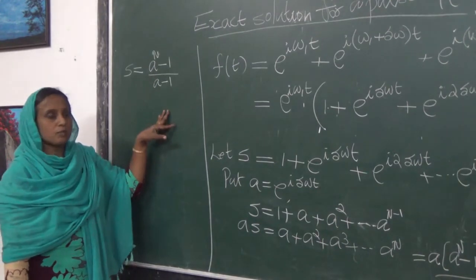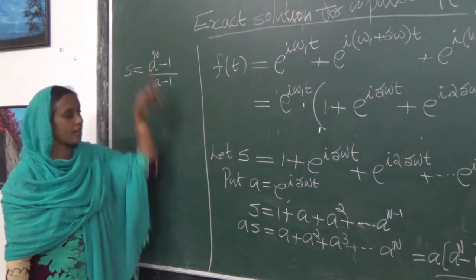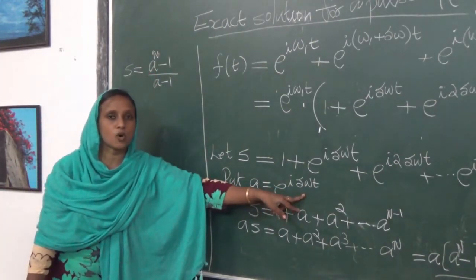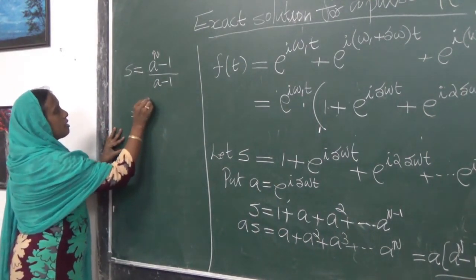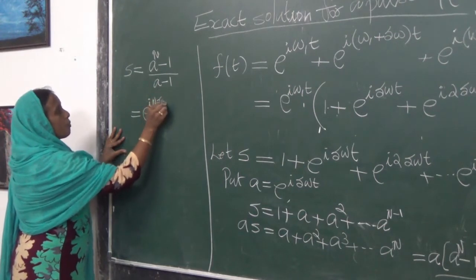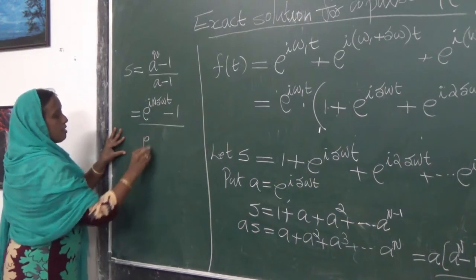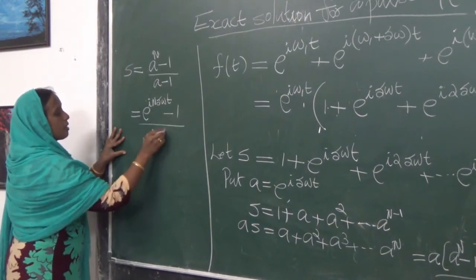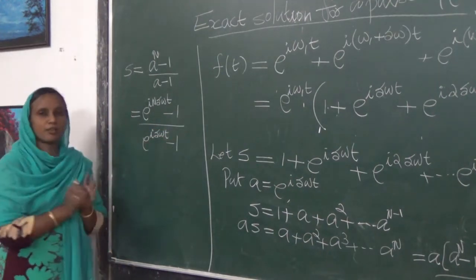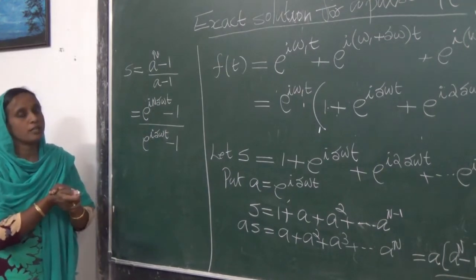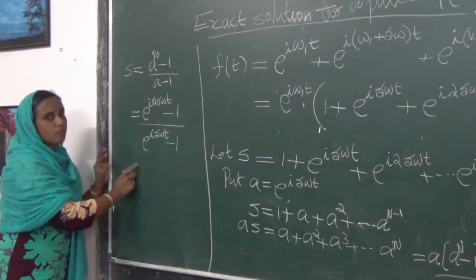For simplifying this, we have to substitute back for a, e raised to i delta omega t. So this expression goes to e raised to i n delta omega t minus 1 divided by e raised to i delta omega t minus 1. If we write like this, we cannot get a picture of what happens to our superimposed wave or pulse. So we have to manipulate this equation once again.